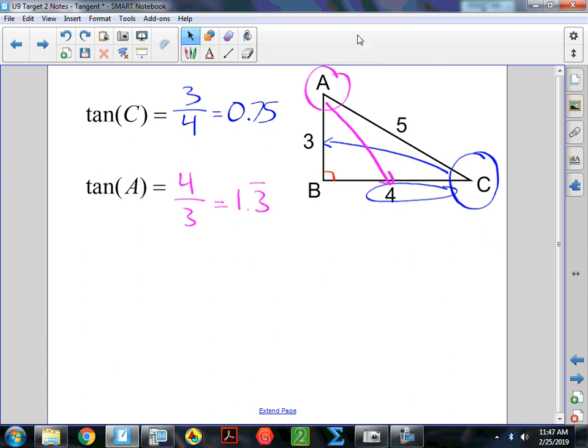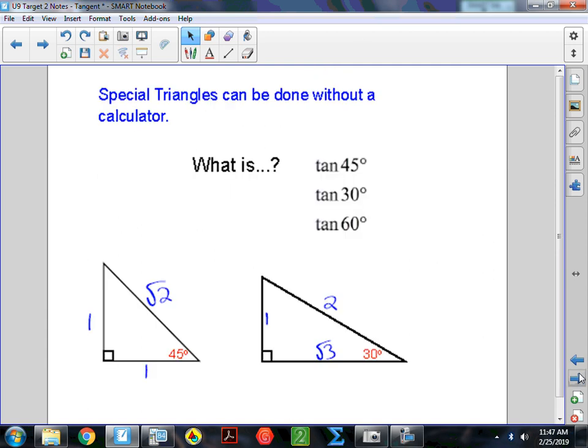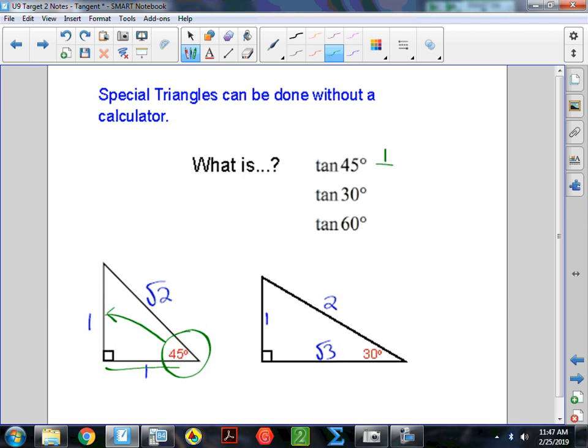So the tangent ratio of an angle, every angle will have a different tangent ratio. Tangent of 20 degrees will be different from the tangent of 30 degrees, but it's always related to the opposite over the adjacent. Using our special triangles, what is the tangent of 45 degrees? So for a 45-degree angle, the opposite side and the adjacent side are both 1. So tangent of 45 is 1 over 1, which is 1.